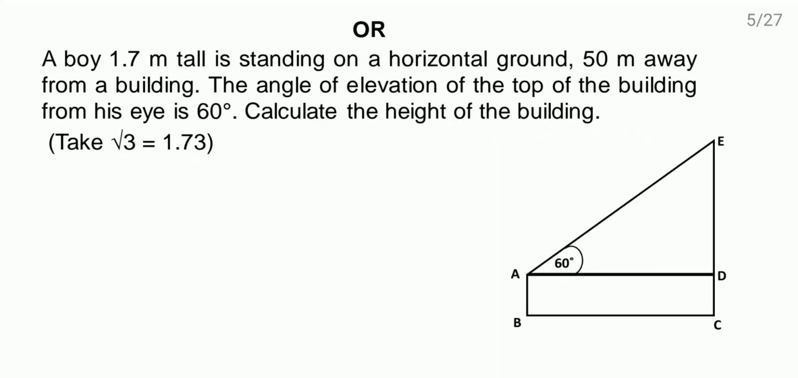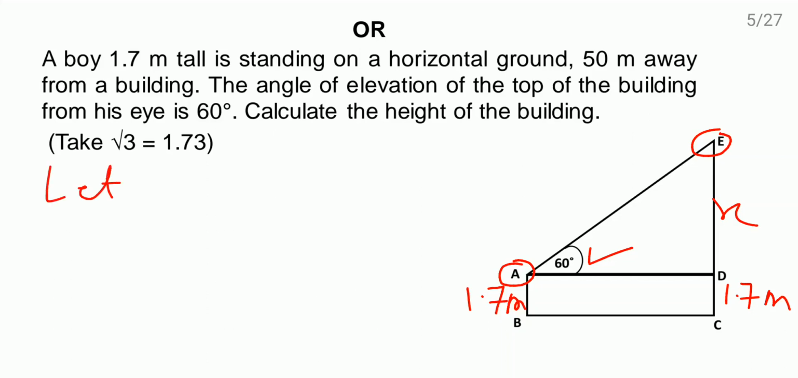AB is the height of the boy, which is 1.7 meter. Obviously CD will also come 1.7 meter only. Correct? Now, here at point A, the eyes of the boy are there. Correct? So from here, when he is looking at the top of the building at point E, the angle of elevation comes as 60 degree. We need to find out height of the building. So I'll consider this DE as X and the total height of the building as H. Okay? So here I'll write down, let DE, which is equal to X and height of the building H.